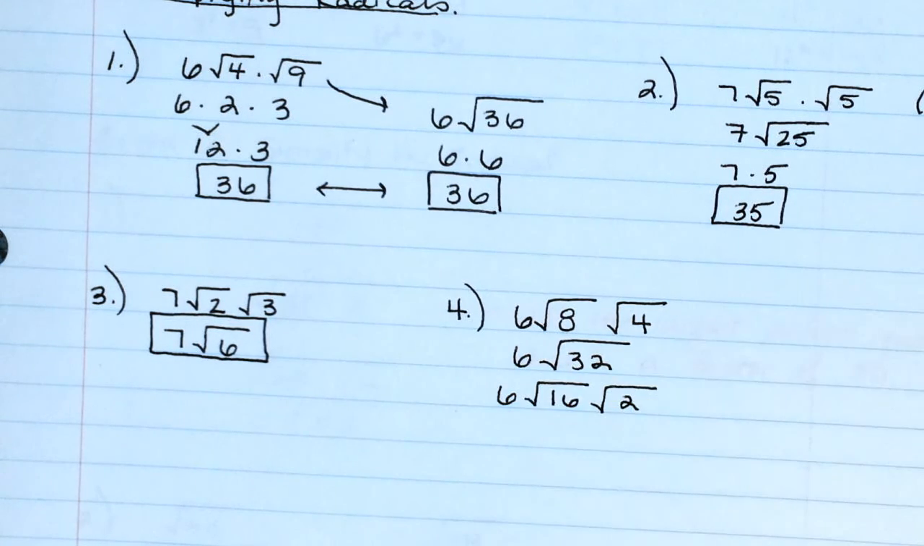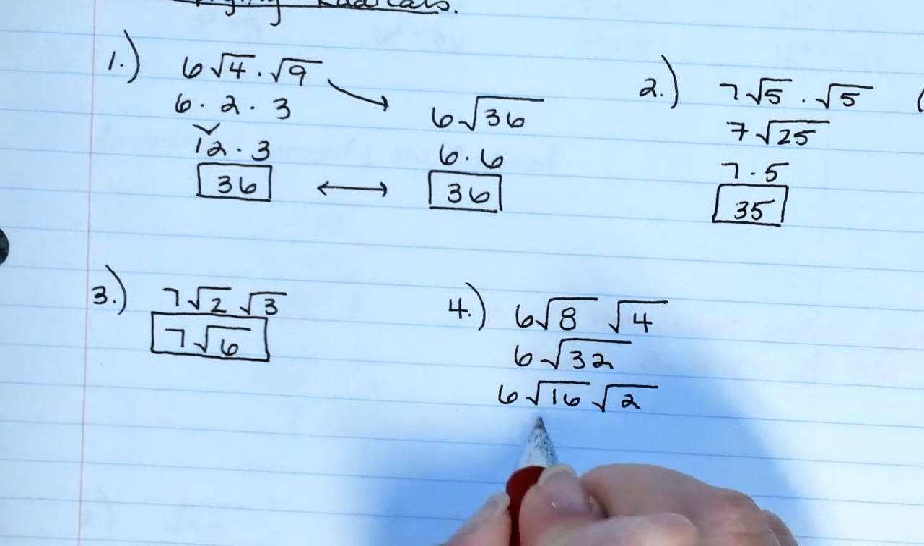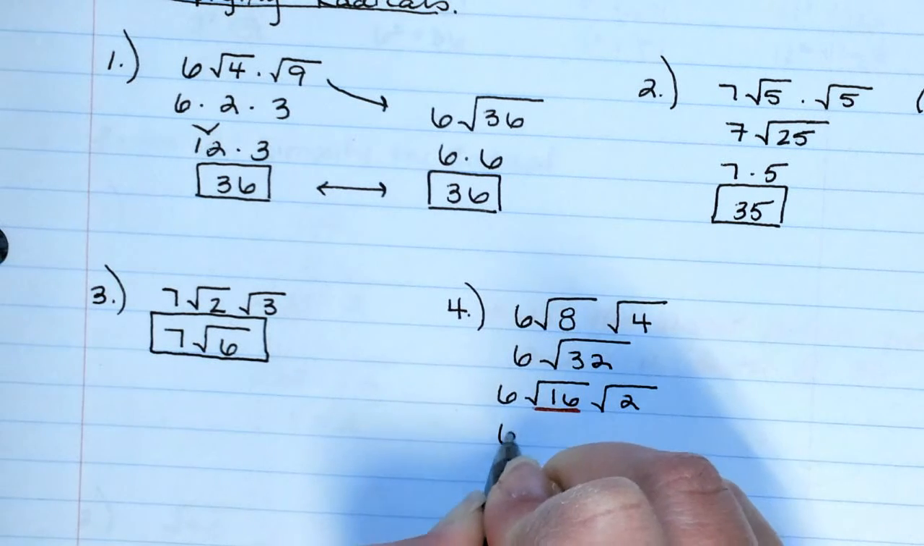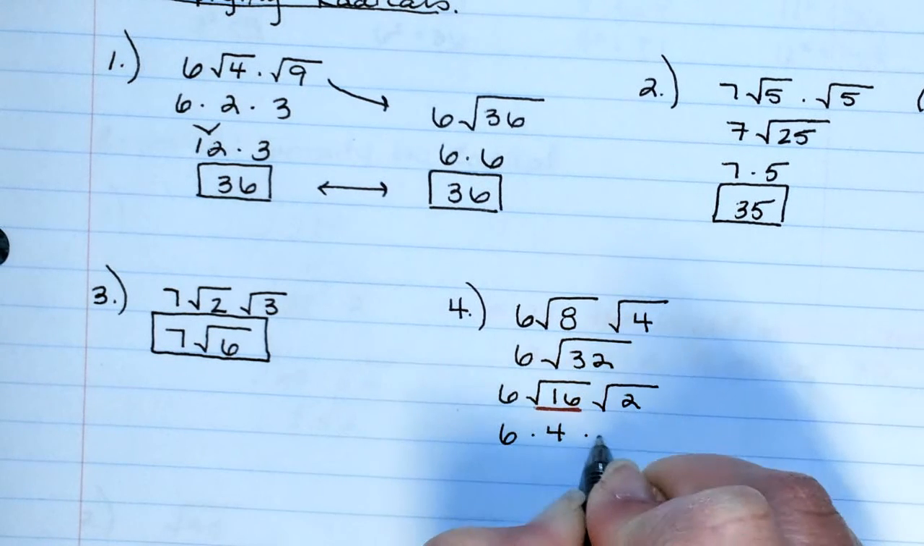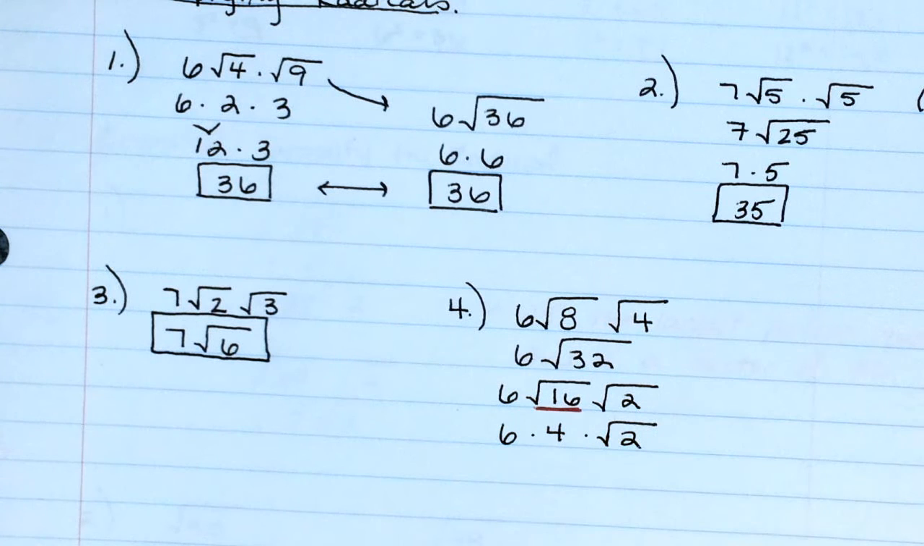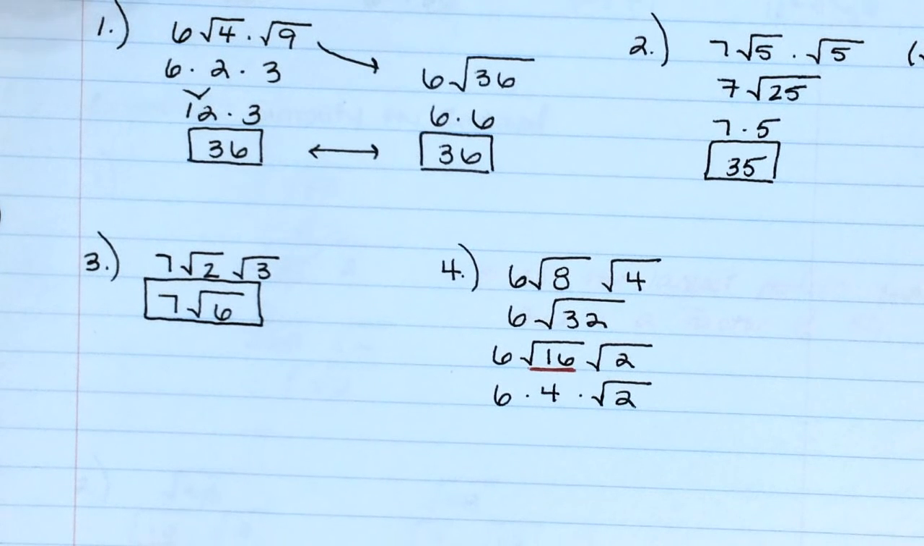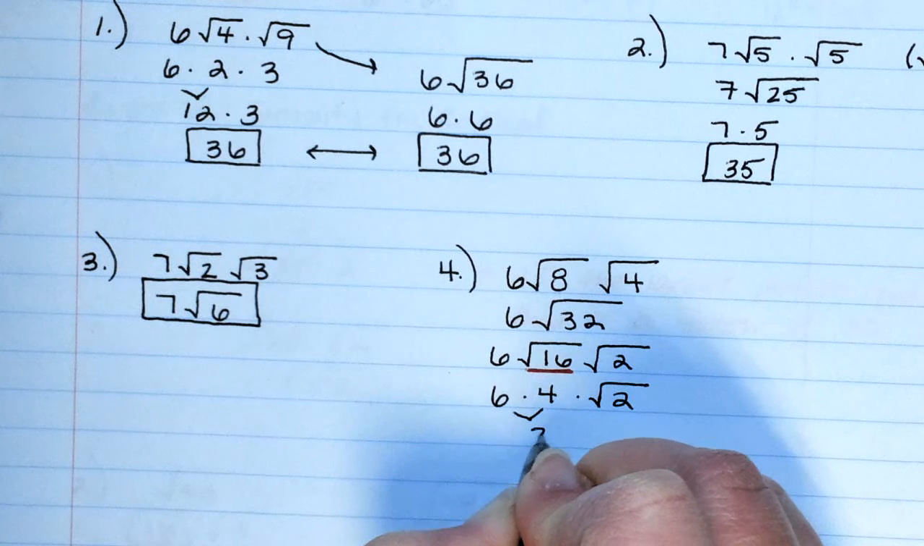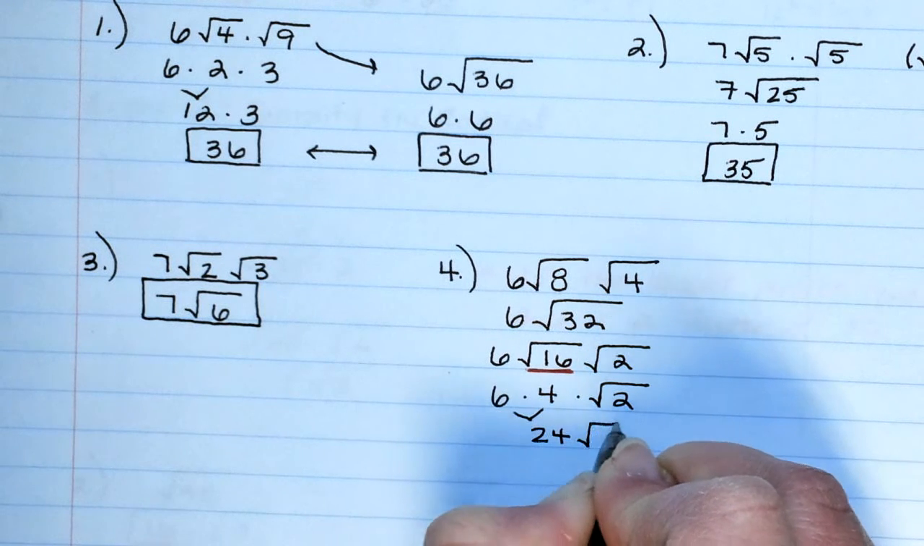Times 2. And the reason we chose 16 was because that was that perfect square. So what is the square root of 16? So we have 6 times 4 times the square root of 2. What do we have now? 24, because now we can multiply the 2 that are on the outside. So 24 square roots of 2.